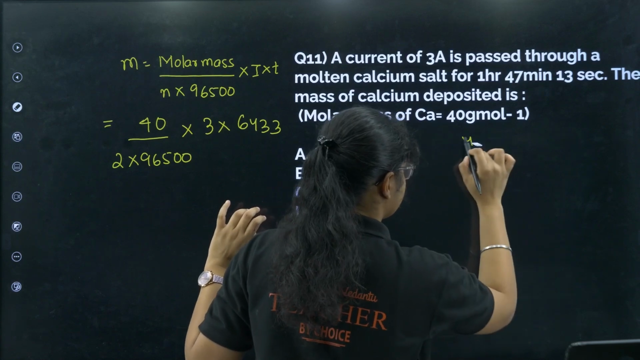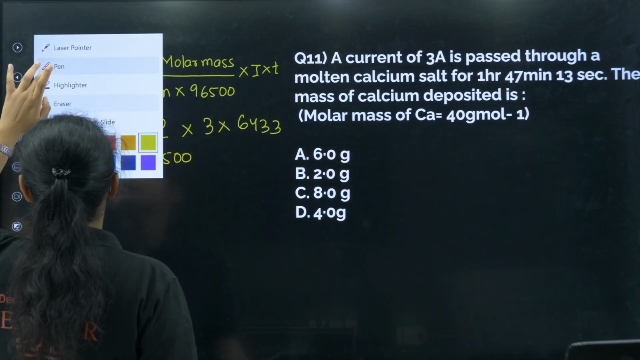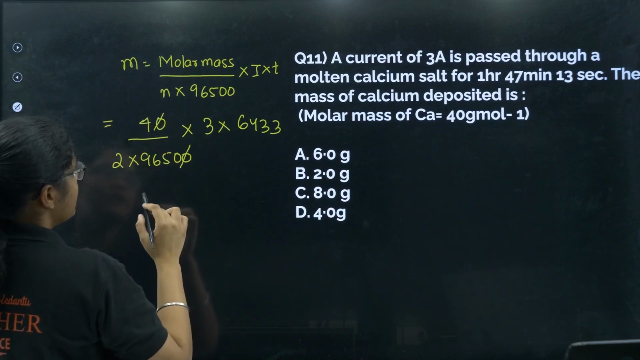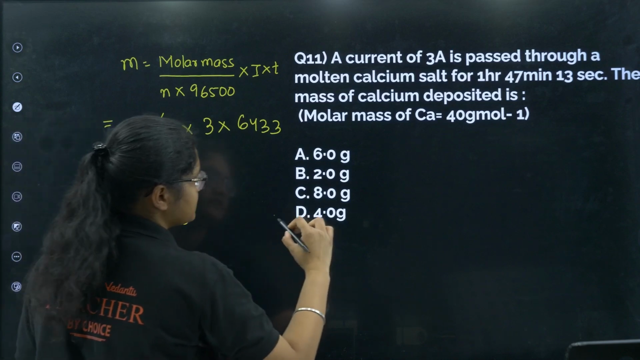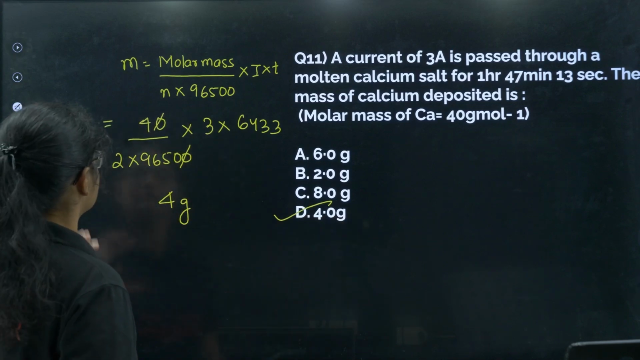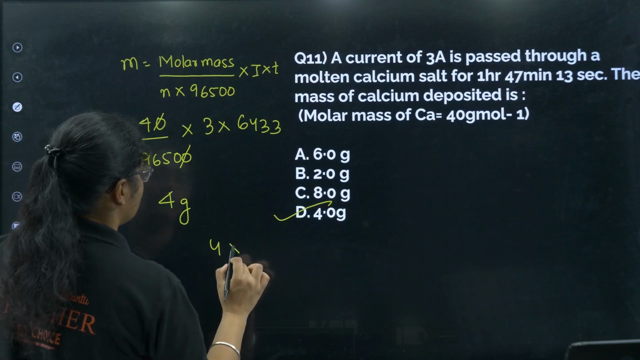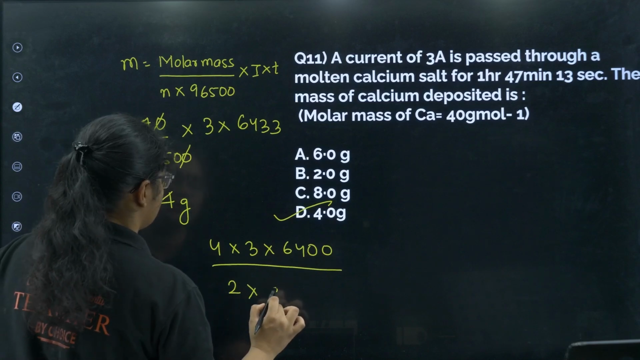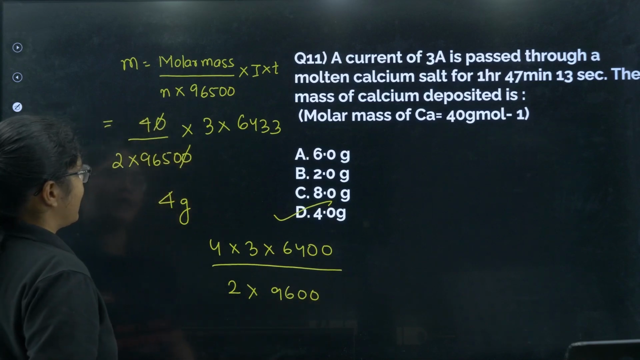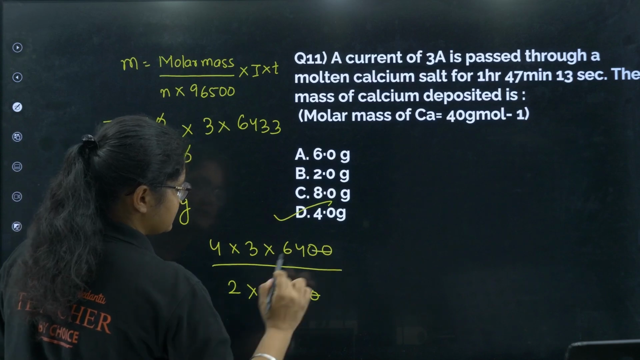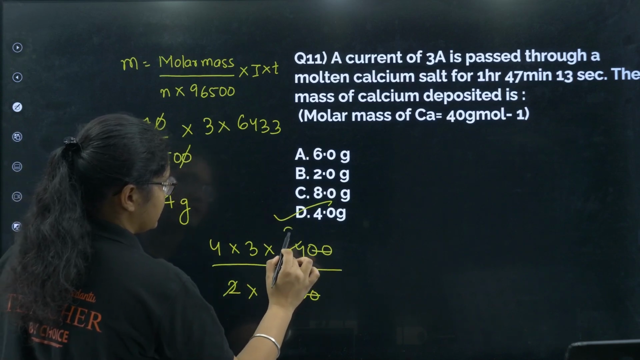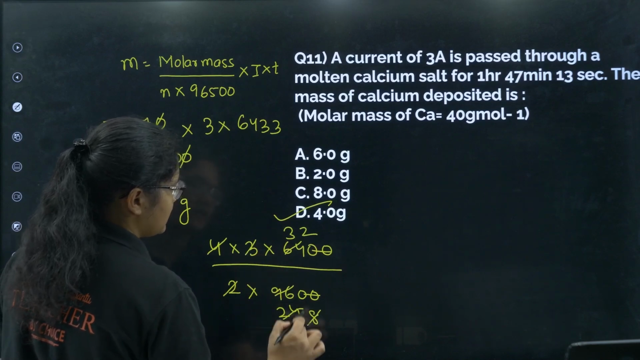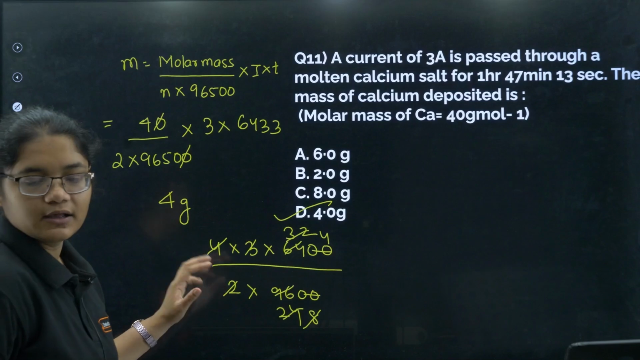Now if I just solve this, you will be getting mass deposited, you can just calculate, you will get around 4 grams. Okay, the correct answer will be option number D here. For easy calculation you can make it like 4 into 3 into 60, 400, and this one I can make 96500, so here I can cancel this one. Okay, so 4 grams will come here.